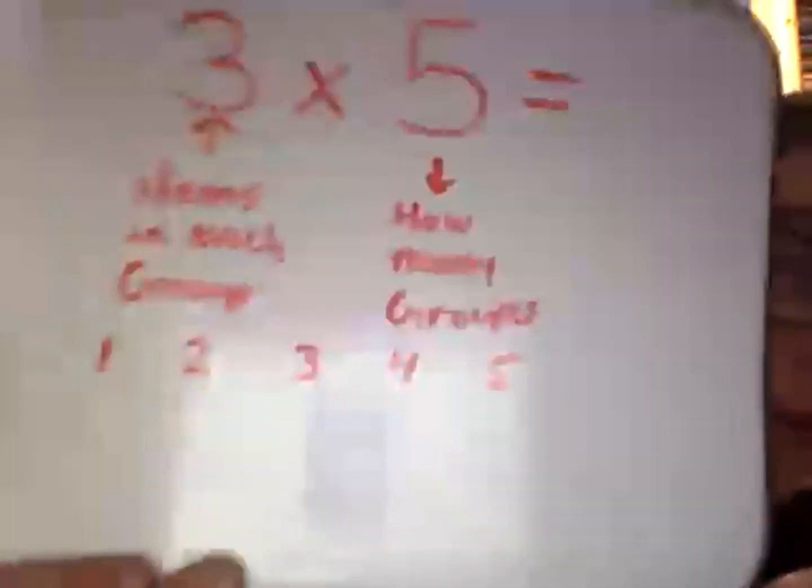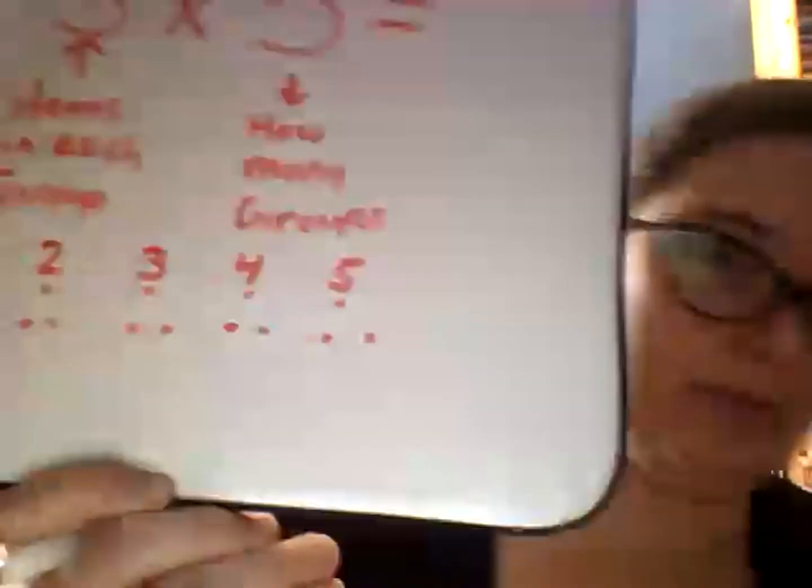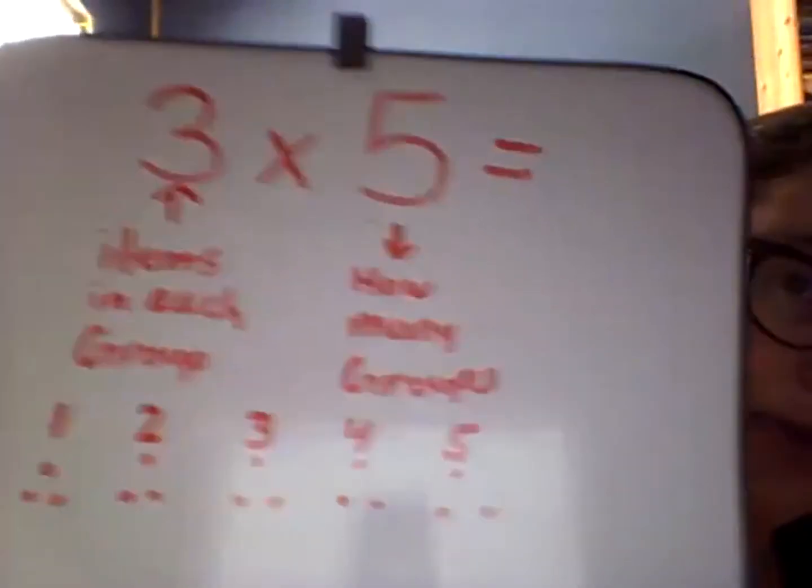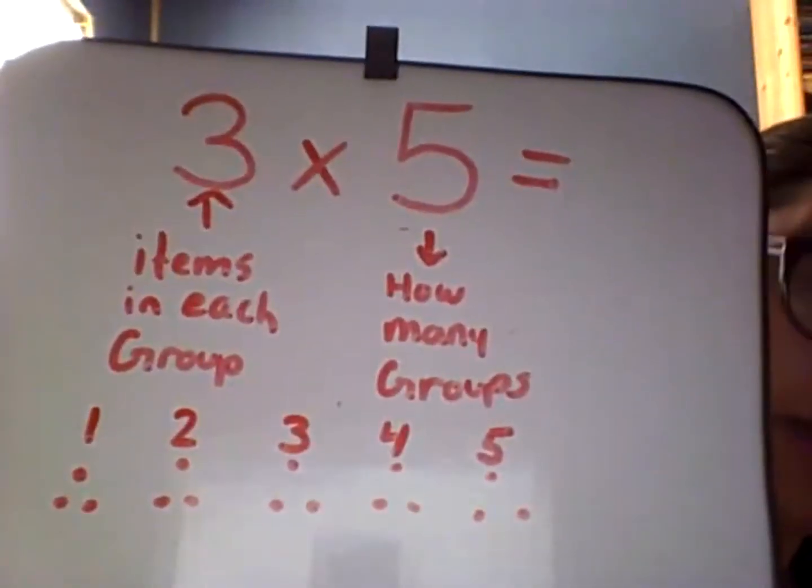So start by drawing out space for 5 groups. 1, 2, 3, 4, 5. And I'm going to draw 3 items in each group. So there we go. I have got my 5 groups with 3 items in each group.